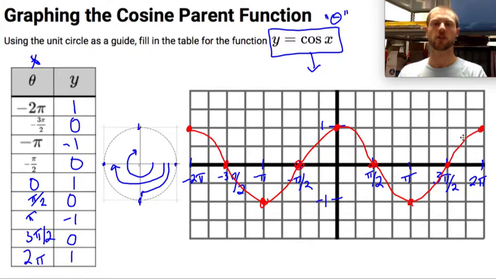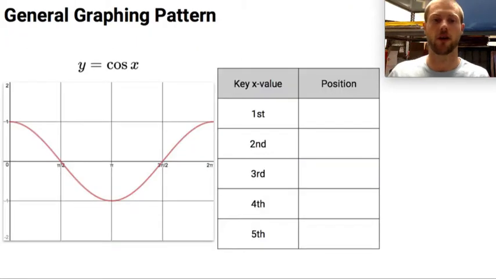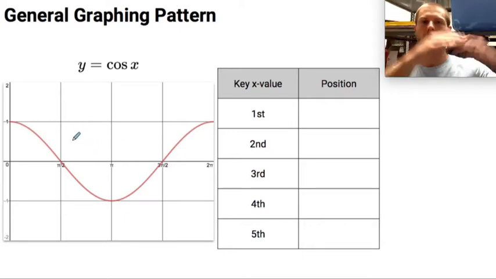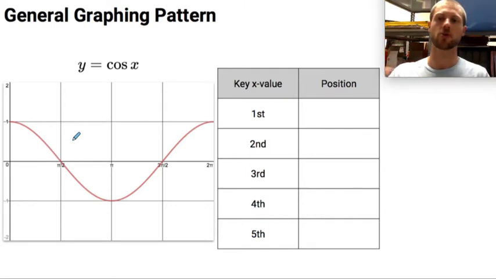You might be thinking, hey, that looks a lot like a sine graph. And guess what? You're right. It looks a lot like a sine graph, just kind of shifted over a little bit. Let's talk about why that is. But first, here's how I remember my general graphing pattern. This is just the typical y equals cosine of x. We're going to be stretching them, we're going to be shifting them, but as long as we remember this pattern, we'll be able to generate different cosine functions.